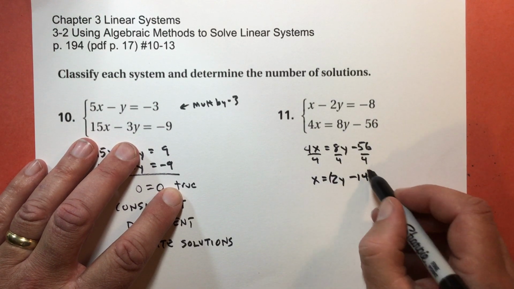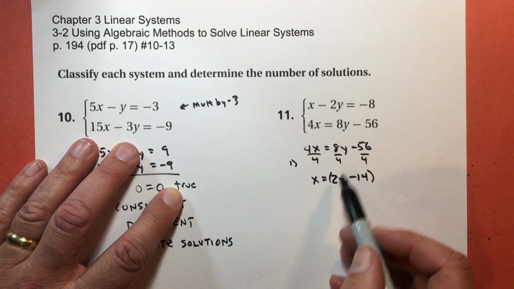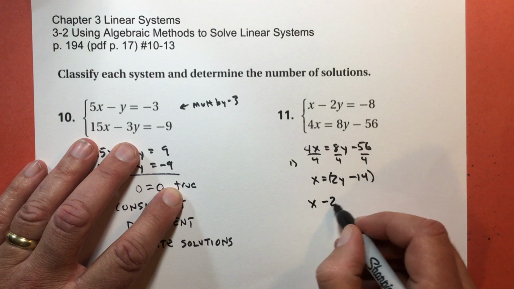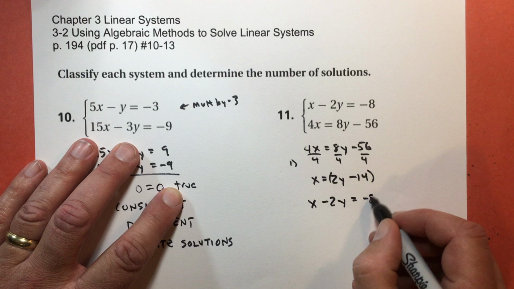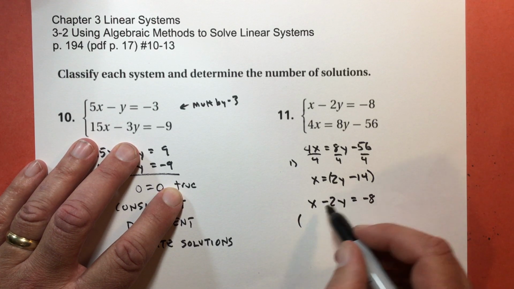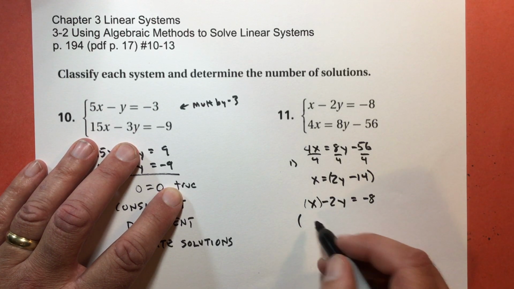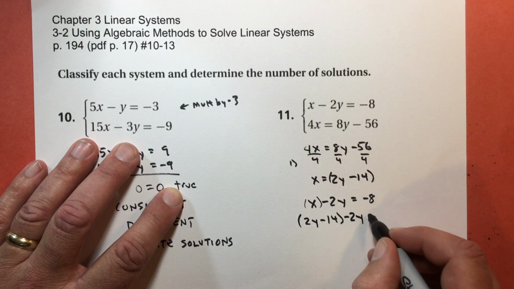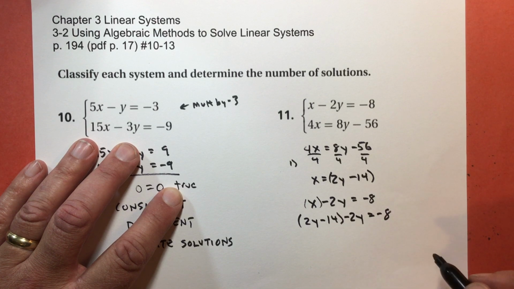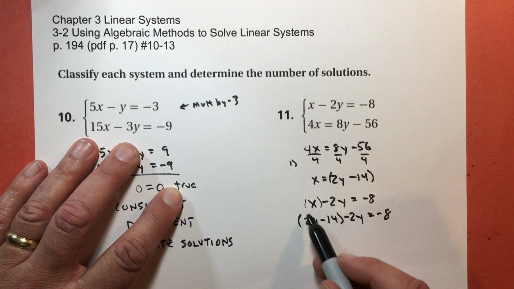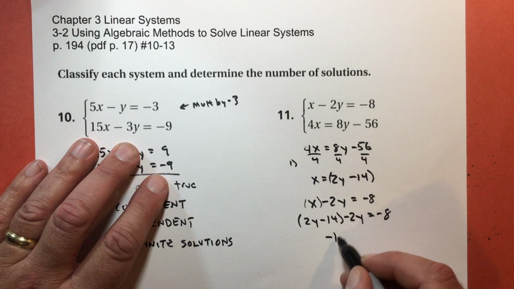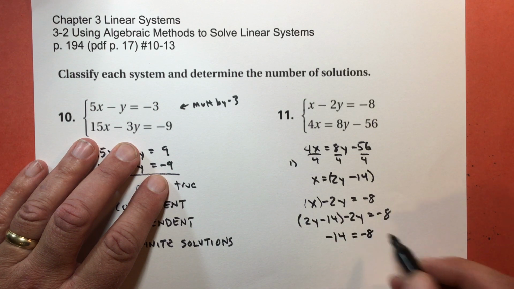I'm going to substitute this. That was my step 1. I'm going to substitute this into here. So I get x subtract 2y equals -8. So I'm going to put 2y minus 14 in here. 2y minus 14 subtract 2y, equals -8. I'm not multiplying the x by anything, so I can drop the parentheses now. I get 2y subtract 2y, which is 0, and I end up with -14 equals -8.